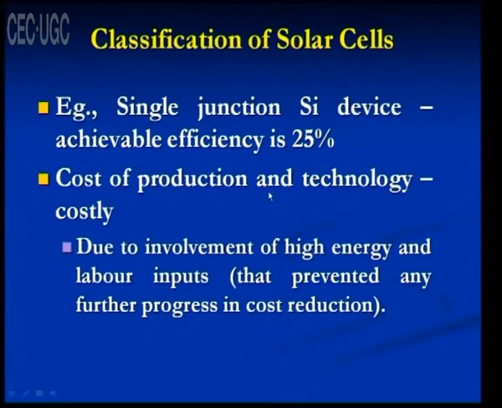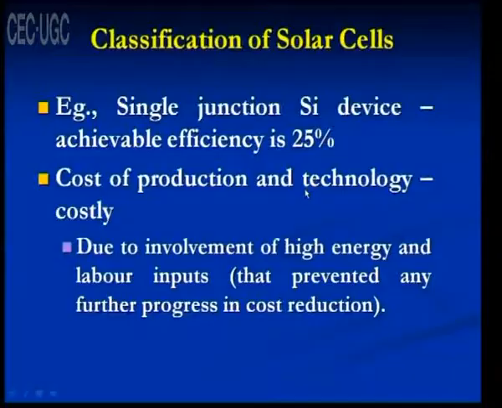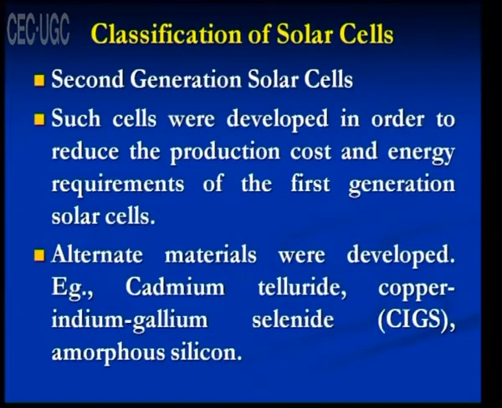The cost of production and technology is very high, and this is due to the involvement of high energy and also the labor inputs that are required, which prevent any further progress in cost reduction. It was very difficult. Although it was functioning well and the achievable efficiency was 25%, the cost involved in the technology and the manufacturing and production of your solar cell is very high.